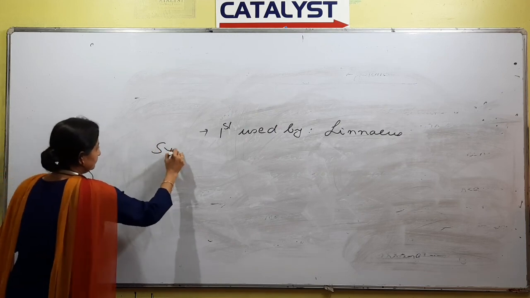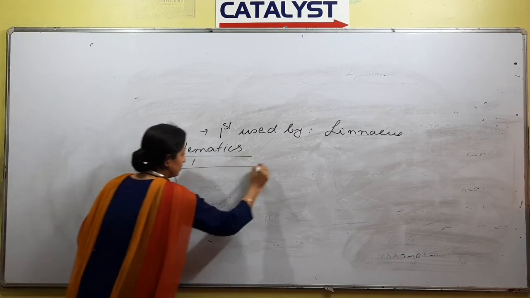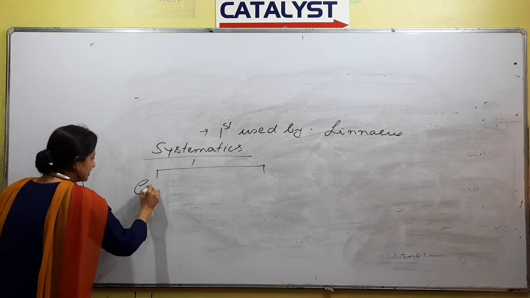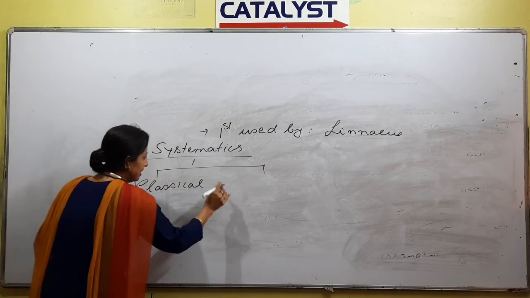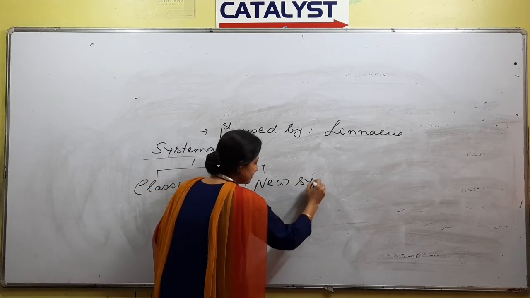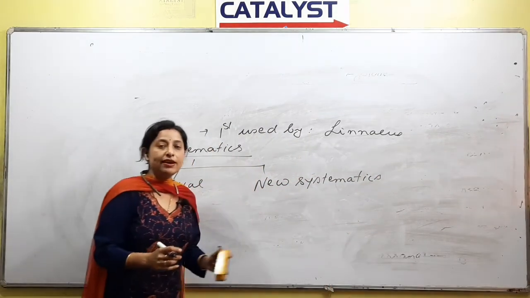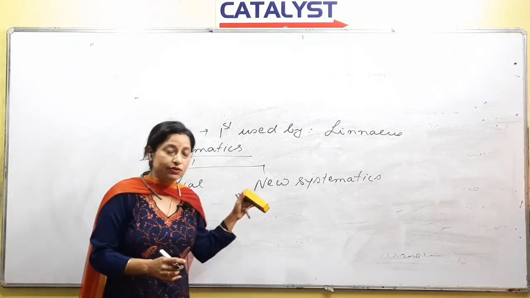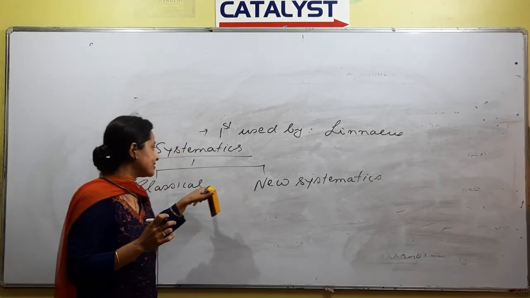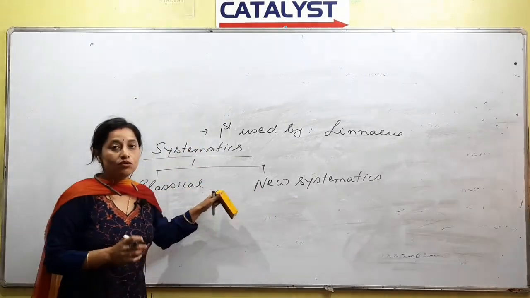Next, systematics also has two types, just as taxonomy had two types. One is classical systematics and the other, this time we are not going to use the word modern, but new systematics, right? Classical is a word that we got while talking about taxonomy also, no? Taxonomy has classical taxonomy and modern taxonomy. Similarly, systematics has classical systematics and new systematics.